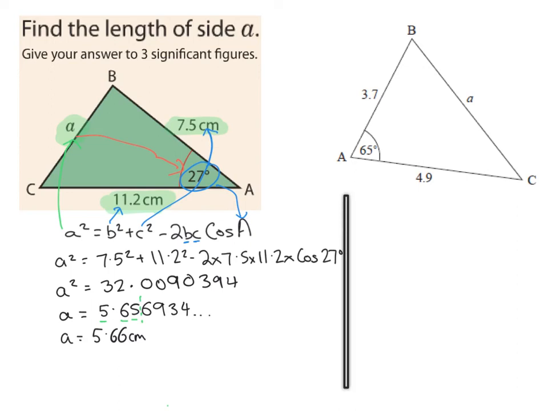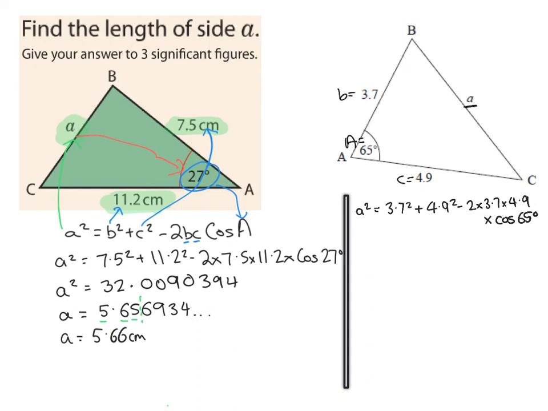Okay, so let's have a go at the one on the right hand side as well. Again, we're still using the cosine rule, so I'll do this one a little bit quicker. So a is just over here, and then we can use this as b and this as c, and obviously this is opposite a, so this is angle a here. So I'll substitute everything into the cosine rule. So a squared equals b squared, so 3.7 squared, plus c squared, 4.9 squared, minus 2bc, so 2 times 3.7 times 4.9 times cos of a, which is 65 degrees.